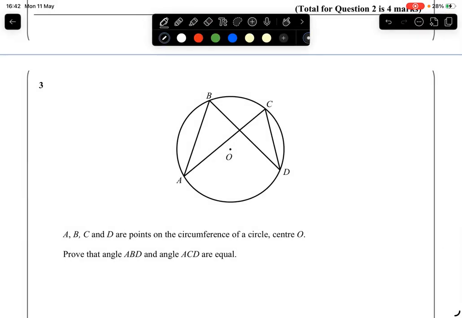So, this question says, A, B, C and D are points on the circumference of the circle, centre O. Prove that angle ABD and angle ACD are equal. Basically here, we're proving that angles in the same segment are equal. Now, what we can do to do this is we can just draw two straight lines from the points on our segment to the centre of the circle.